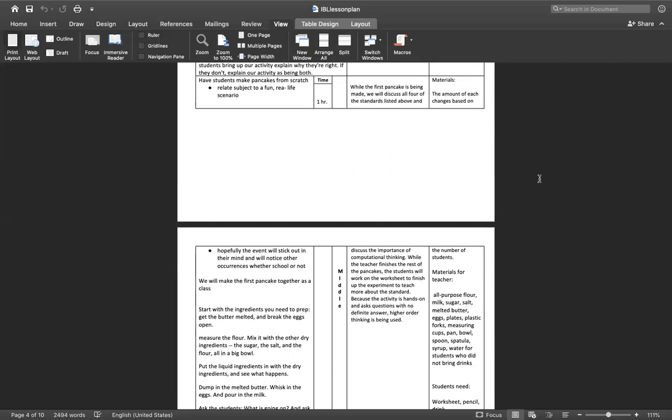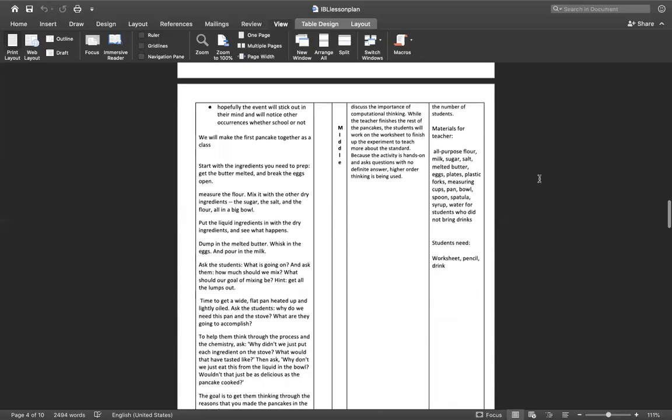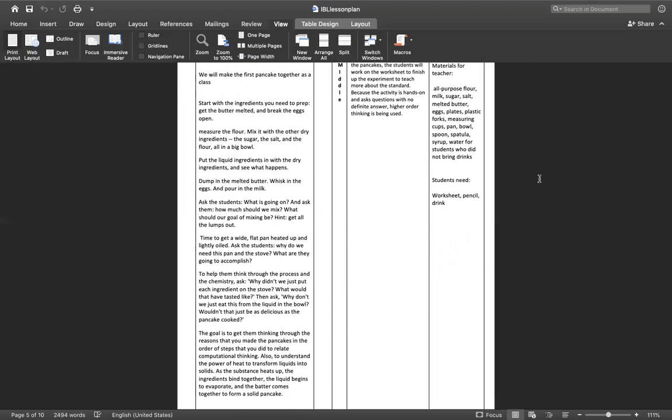The first time we make a pancake, it'll be together as a class. We're going to put all the ingredients together, all the basics, and just talk to them through it. So we ask questions like, what is going on, how much should we mix, what should be our goal of mixing, and all that. Then whenever we start cooking it, we'll ask them questions like, why didn't we just put each ingredient on the stove? What would that have tasted like? And why don't we just eat the liquid out of the bowl?